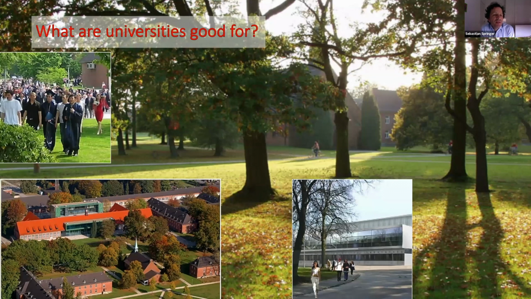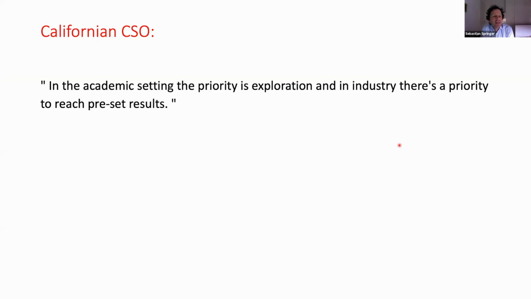At the very end, I want to answer two questions that I've asked myself a lot. The first question is, what are universities actually good for in this process? Apart from being strikingly beautiful, exciting in terms of lab research, and very good for a lot of young people, what do they do for this process? I think I've learned in this process, like the Californian CSO said that I quoted to you earlier, that in the academic setting the priority is exploration, and in industry there's a priority to reach preset results. Or to translate this into the language of scientists, industry and university don't have the same goals, and they don't have the same aims.